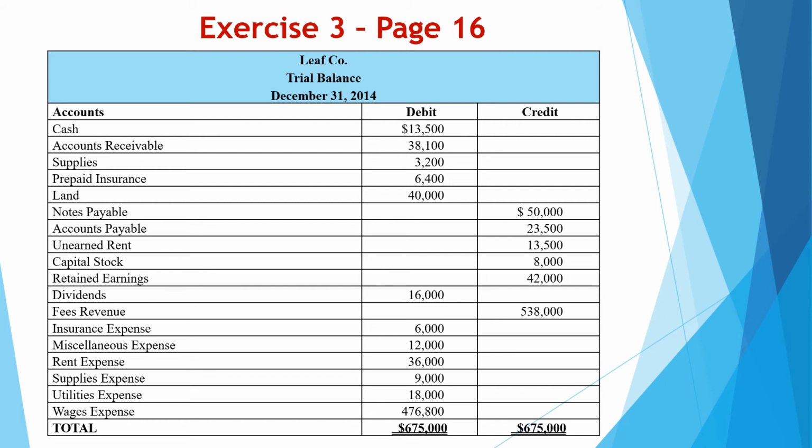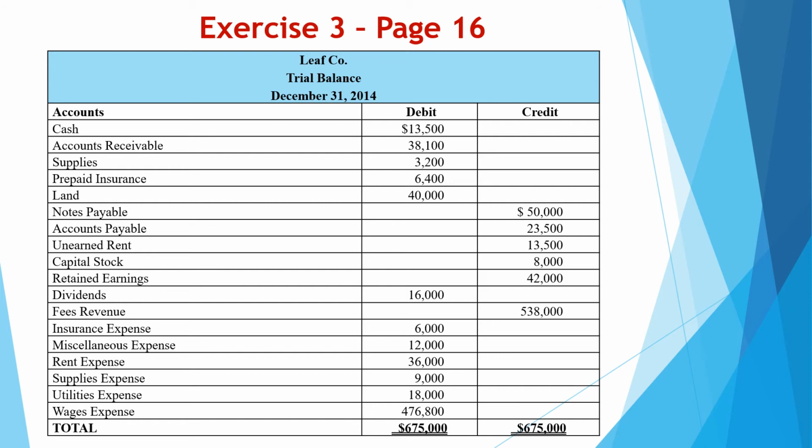Then we have the capital stock. The capital stock has a credit normal balance. We put the amount 8,000, which is the balance of the capital stock, in credit. Then the retained earnings. The retained earnings has a credit normal balance as well, and we put the retained earnings in the credit column. The dividends has a debit normal balance. We put the 16, which is the balance of the dividends, in debit.